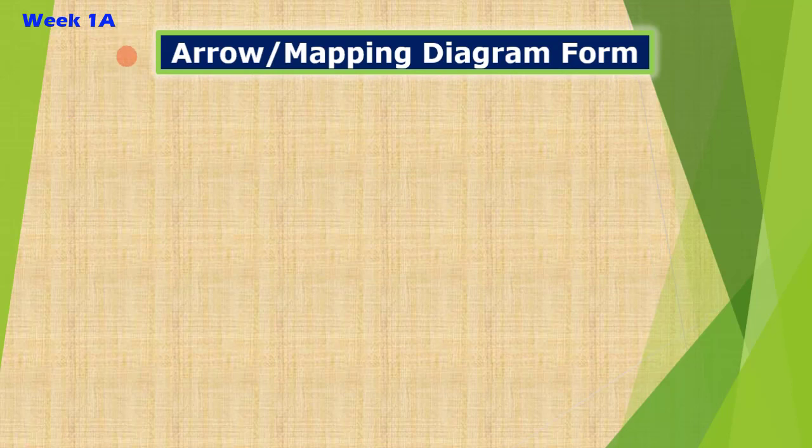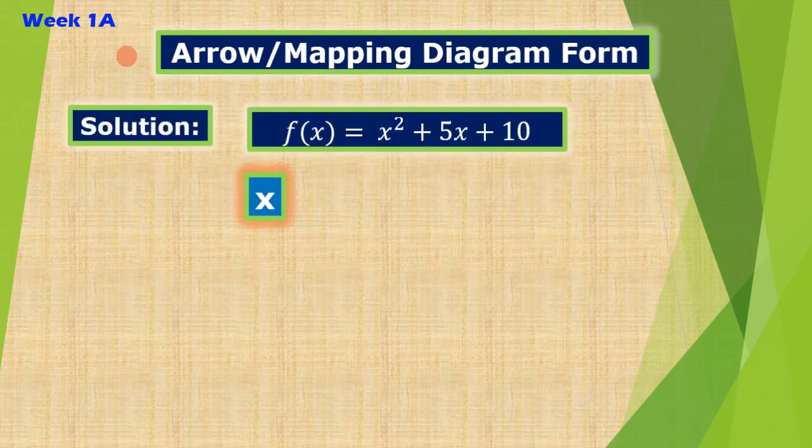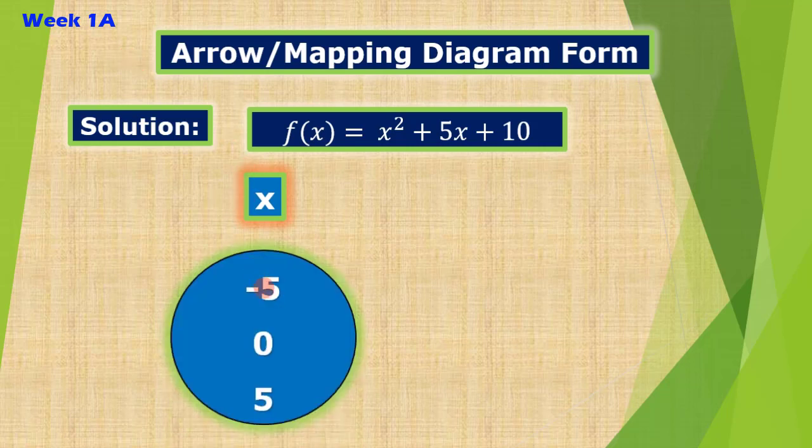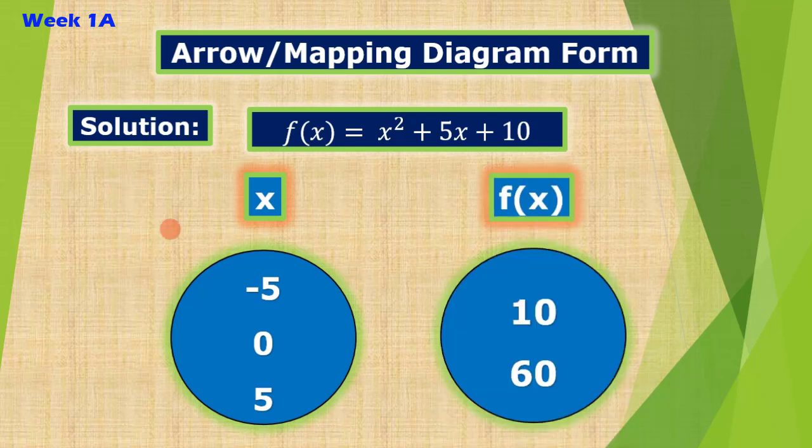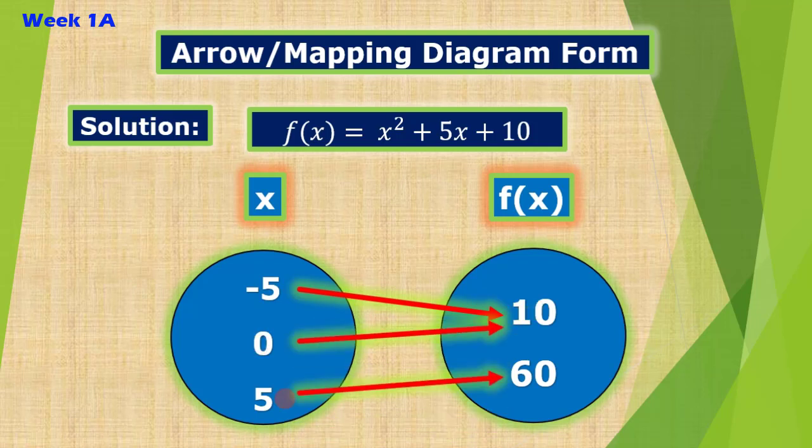For the arrow or mapping diagram form, we have the same function. Then we have the set of all x's. We have negative 5, 0, and 5. Then we have f of x consisting of 10 and 60. If x is negative 5, f of negative 5 is 10. If x is 0, f of 0 is also 10. And if x is 5, f of 5 is equal to 60.